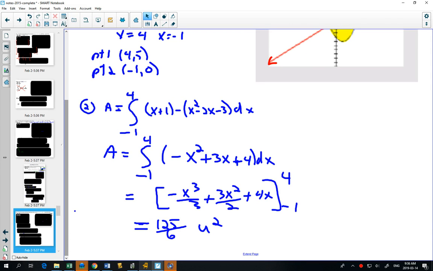And now we can evaluate it. Again, I've just got the answer there for you. You could plug things in and subtract and find that as well.